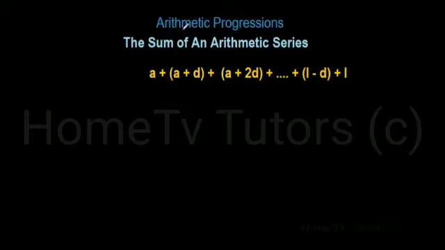We cannot complete this topic without talking about the sum of an arithmetic series. This expression, as we have it here, represents a general arithmetic series where the terms are added. A is the first term, A plus D is the second term, A plus 2D is the third term, and L minus D is the second to the last term, and finally L is the last term.